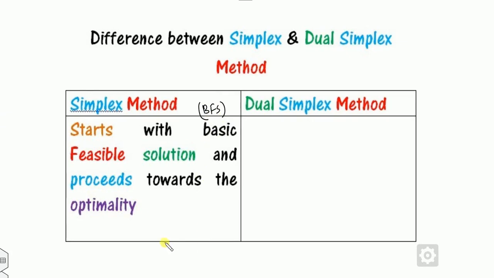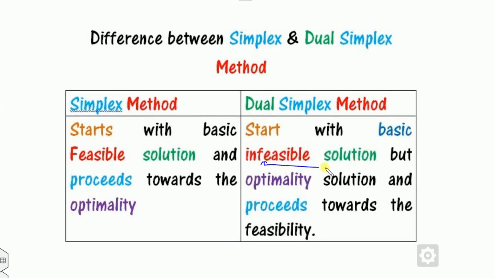So we start with the BFS and try to move towards the optimal solution, such that if my problem is maximization, then we move in such a way that this condition is satisfied for all j. On the other hand, in the dual simplex method, we start with an infeasible solution that is optimal, and we proceed until we get the feasible solution.